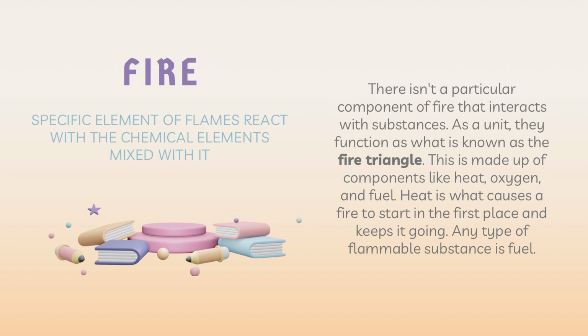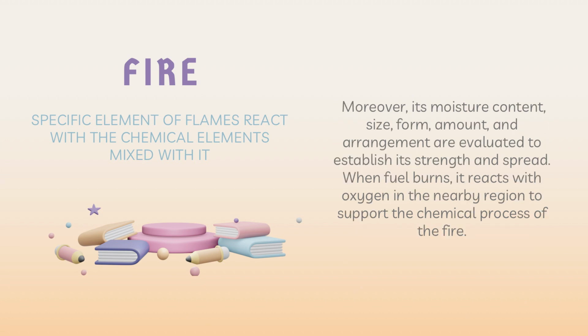Second, there isn't actually a particular component of fire that interacts with substances. As a unit, they function as what is known as the fire triangle. This is made up of components like heat, oxygen, and fuel. Heat is what causes a fire to start in the first place and keeps it going. Anytime a flammable substance is fuel. Moreover, its moisture content, size, form, amount, and arrangement are evaluated to establish its strength and spread. When fuel burns, it reacts with oxygen in the nearby region to support the chemical process of fire.